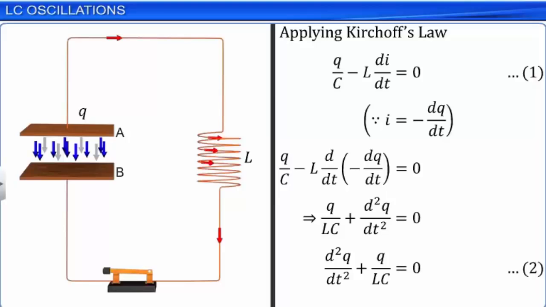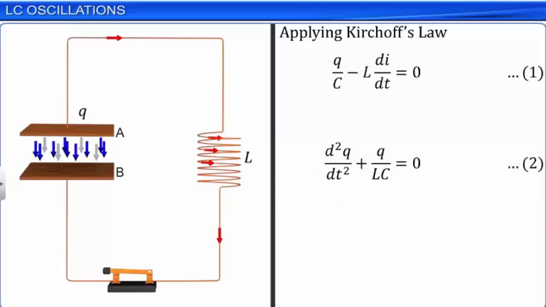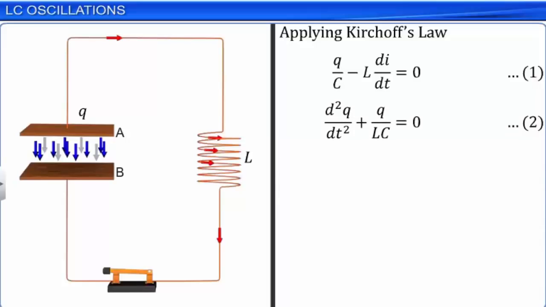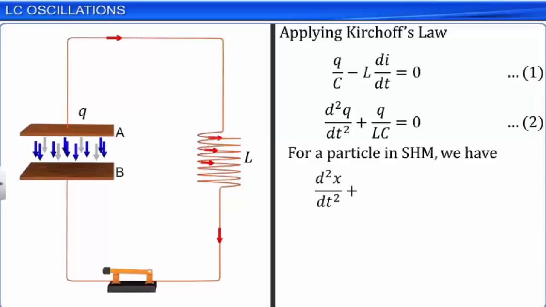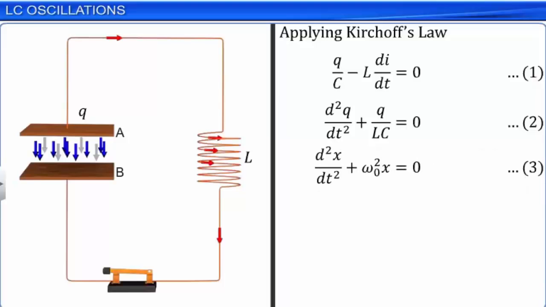We learnt earlier that the equation of motion for a particle of mass m in simple harmonic motion along the x-axis with a natural angular frequency omega naught is d square x by dt square plus omega naught square x is equal to 0. Let this be equation 3. Here, the natural angular frequency omega naught is equal to the square root of k by m, where k is the force constant for simple harmonic motion.